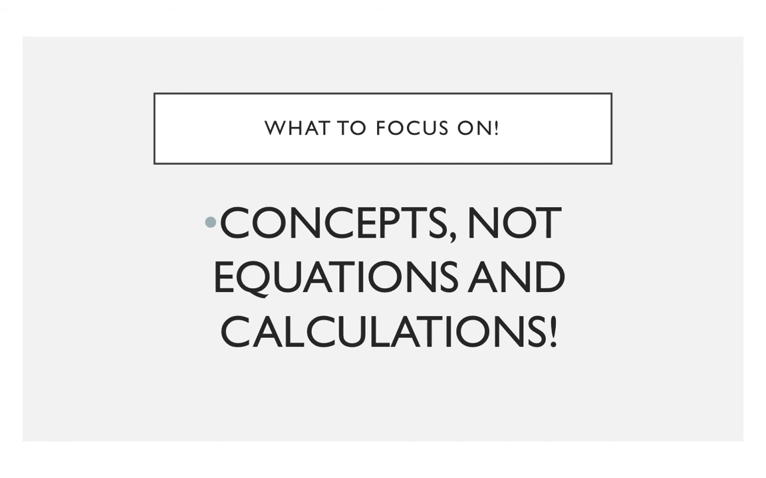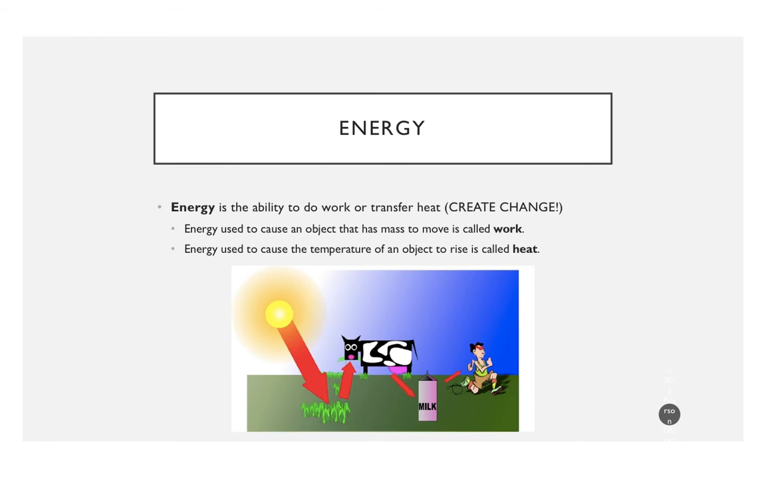All right, so big ideas for today are to understand what energy is and how energy applies in chemical systems. We'll start out with a simple definition of energy. Energy is the ability to do work or transfer heat. I like this other definition a little bit better: it's the ability to create change. So if something has the ability to create change, it has energy.